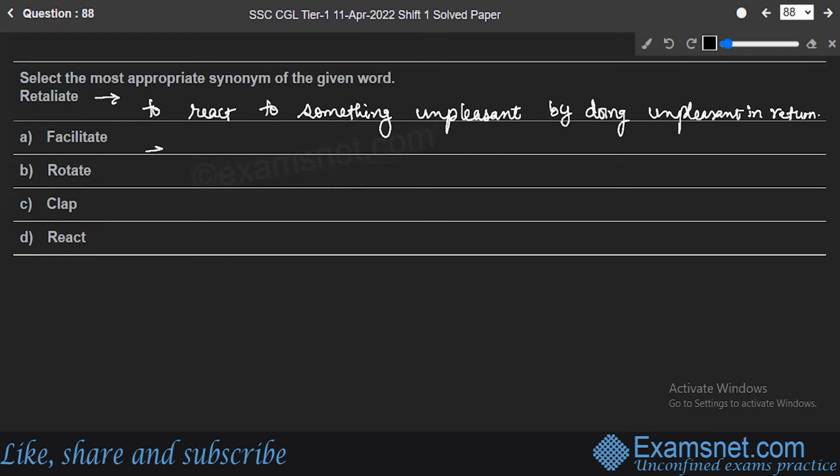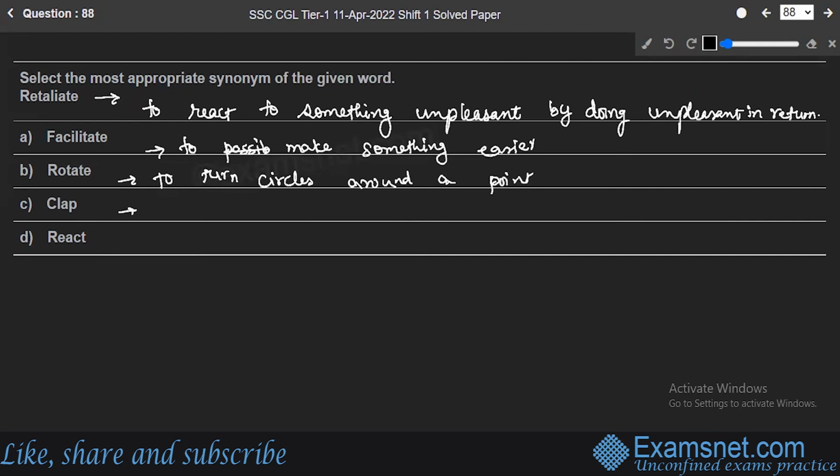And the word facilitate means to make something possible or easier. Okay, rotate means to turn in circles around a point, right? And what do you mean by clap? You know, clapping, well, when you're hitting both of your hands many times together.